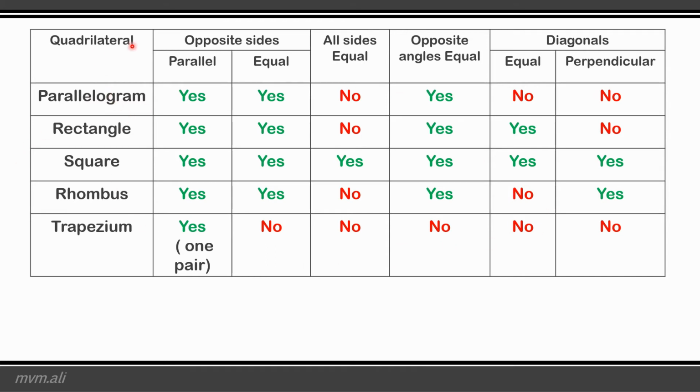Okay, this table will help you get a quick idea about all types of quadrilateral. Here we see opposite sides, whether they are parallel or equal, and whether all sides are equal or not. So this table is very important. You can copy it to your notebook so that it will help you understand the differences between each type of quadrilateral at a glance.